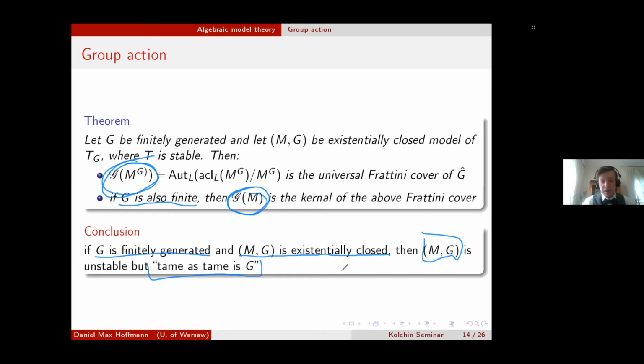And if it's existentially closed, right, then it's a PAC structure, and PAC structures are controlled by their absolute Galois groups. Okay, so here we see how tame MG is, this M with group action. It will depend on the proper choice of G, because G controls the absolute Galois group, which controls the PAC structure.